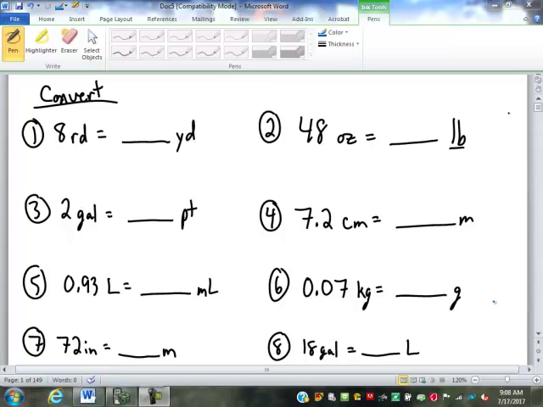I'm so bad at these conversions. Okay. Yeah. Well, as you do the conversions, there are a few different ways to do it. What I think is the easiest way is to do that conversion factor with the fractions.